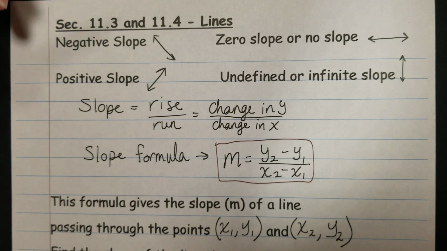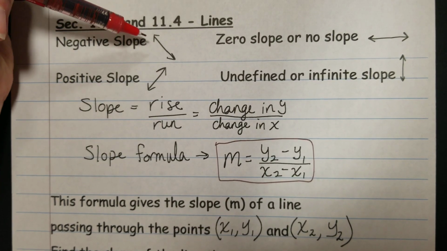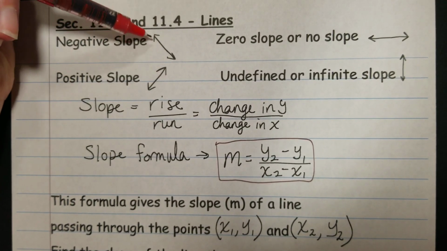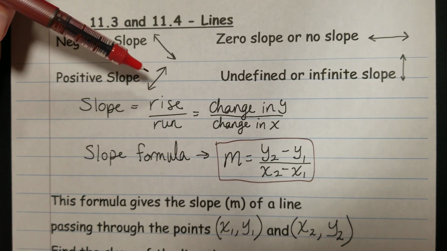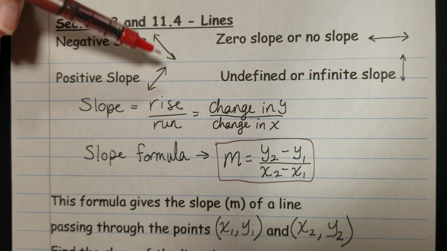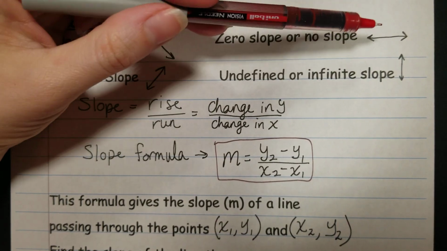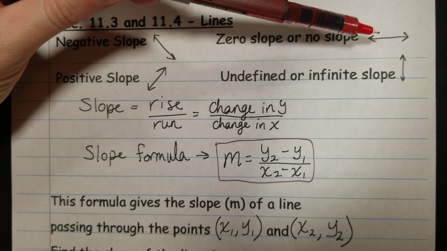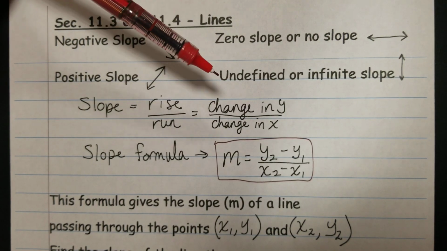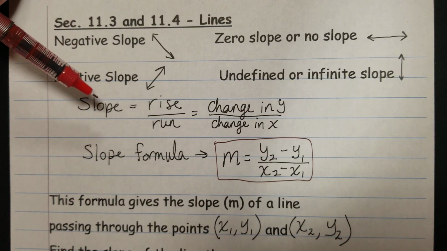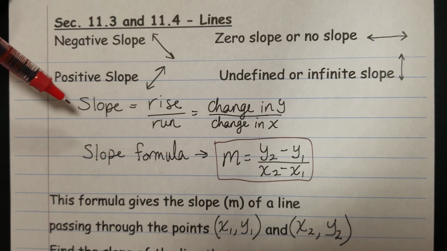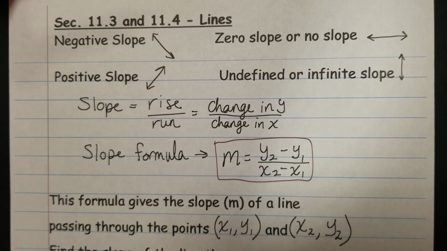If you have a negative slope, that means that your line is going down as it goes from left to right. Positive slope means your line is going up as it goes from left to right. No slope or a zero slope is a horizontal line, and a vertical line has an undefined or infinite slope. Slope is often described as rise over run. So in other words, that is the change in y over the change in x.